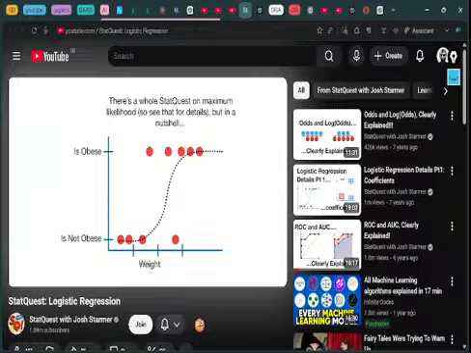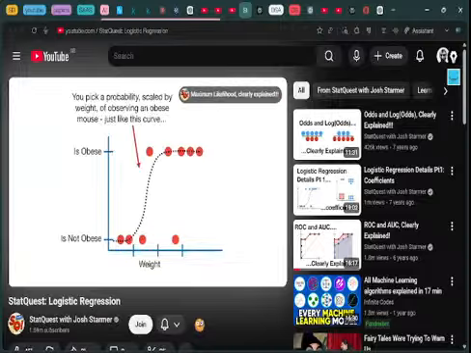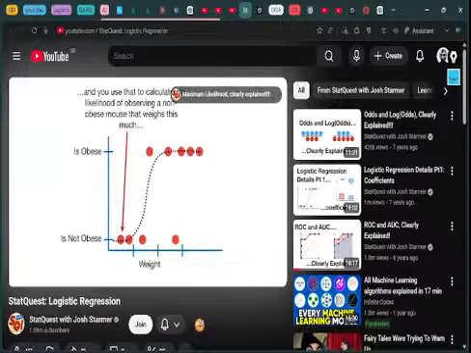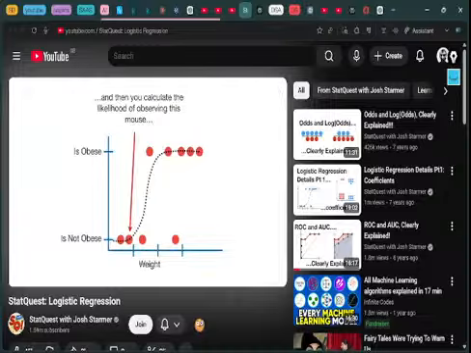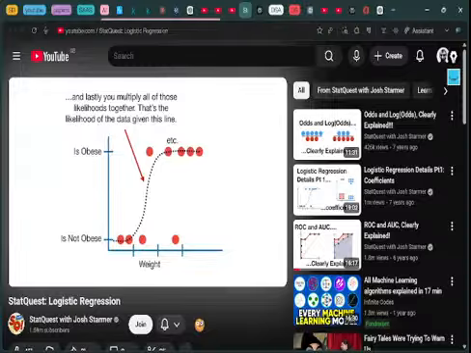There's a whole StatQuest on maximum likelihood, so see that for details, but in a nutshell, you pick a probability scaled by weight of observing an obese mouse, just like this curve. And you use that to calculate the likelihood of observing a non-obese mouse that weighs this much. And then you calculate the likelihood of observing this mouse. And you do that for all of the mice. And lastly, you multiply all of those likelihoods together. That's the likelihood of the data given this line.